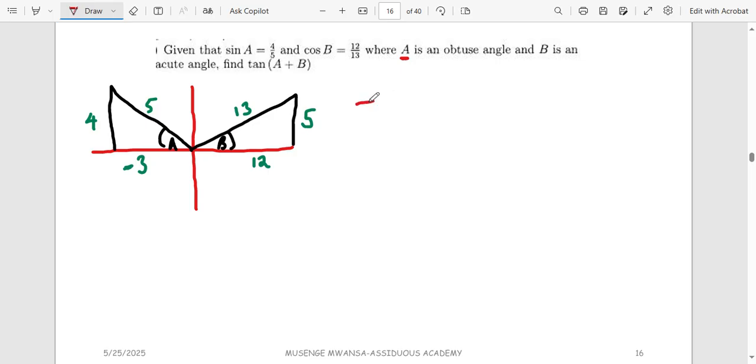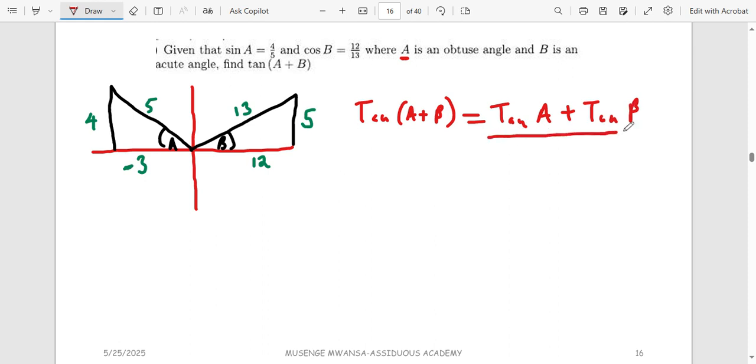And what they are looking for is tan of A plus B. And we said that for tan, if you are adding, you get tan of the first angle, put the same sign that is there, and then tan of the second angle. Always divide by 1 minus tan of the first angle times tan of the second angle. So here we need to find tan of everything.